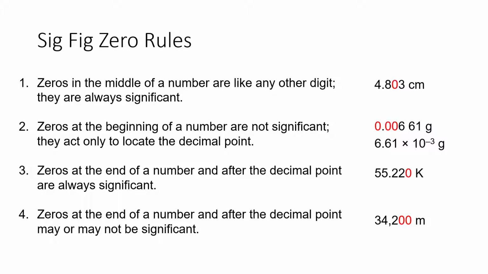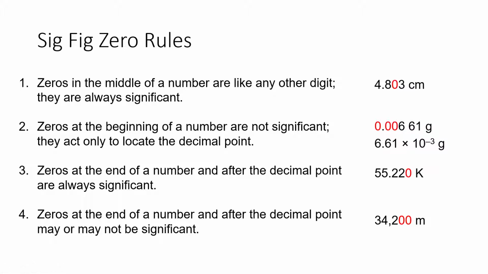Okay, here are the four rules. One, zeros in the middle of a number are like any other digit, they are always significant. For example, 4.803, that's a trapped zero. That zero is significant. Two, zeros at the beginning of a number are not significant. They act only to locate the decimal point. For example, 0.00661, these leading zeros are not significant.